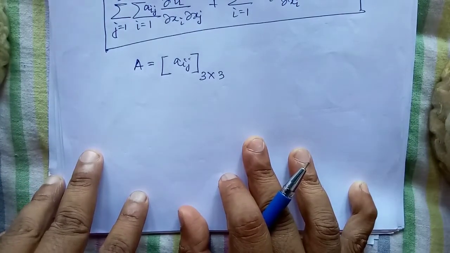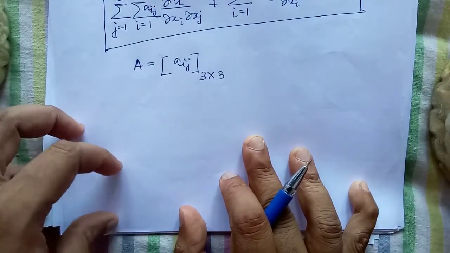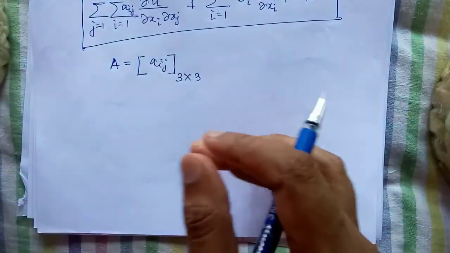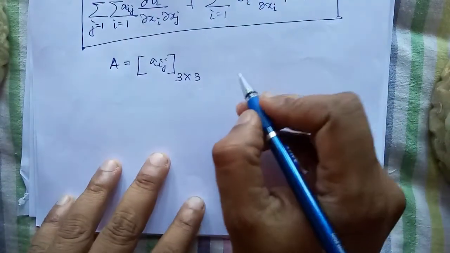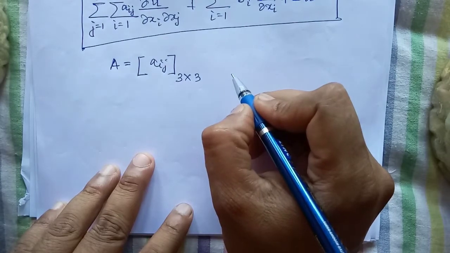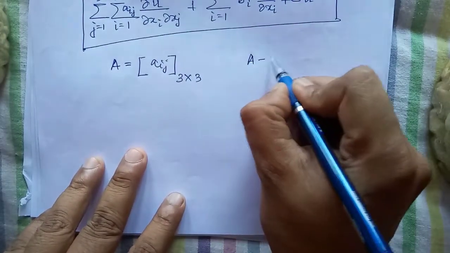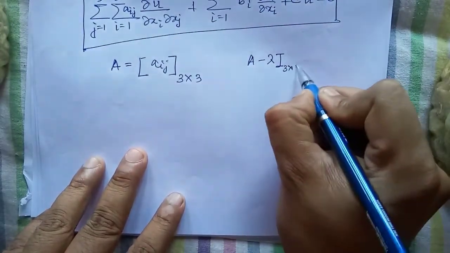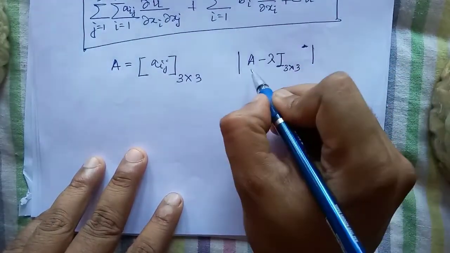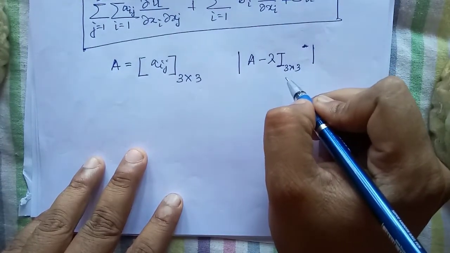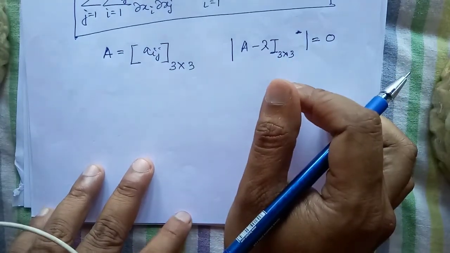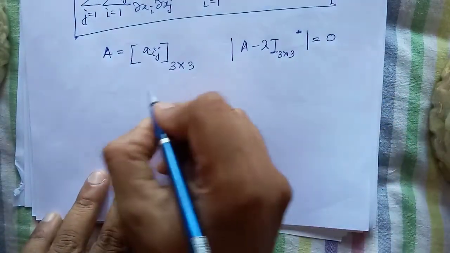Now what we will do for this problem, whenever your number of variables is greater than 2, even for 2 this will be applicable as well, we will first find the eigenvalues. To find the eigenvalues, we will solve the equation that the determinant of A minus lambda multiplied with the 3 cross 3 identity matrix is equal to 0.